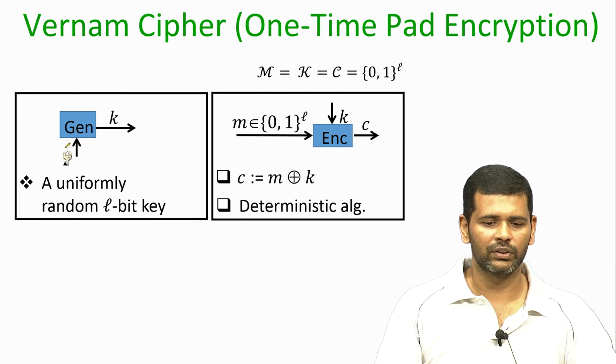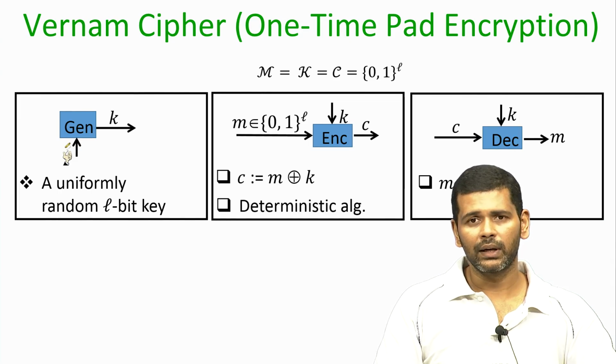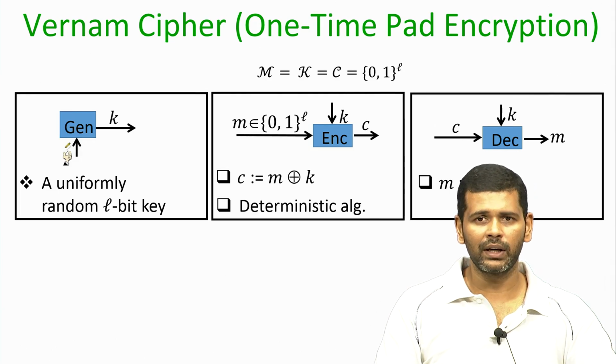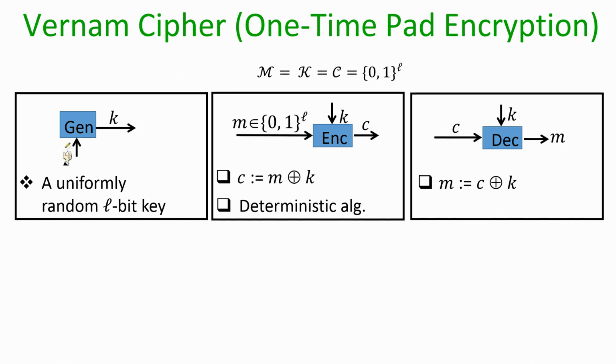The decryption algorithm is just a reverse operation of the encryption algorithm, in the sense it takes the ciphertext, which is going to be an L bit string, and the key k, which is also going to be an L bit string, and to recover the message, the decryption algorithm just performs the XOR of the ciphertext with the key k bit by bit.